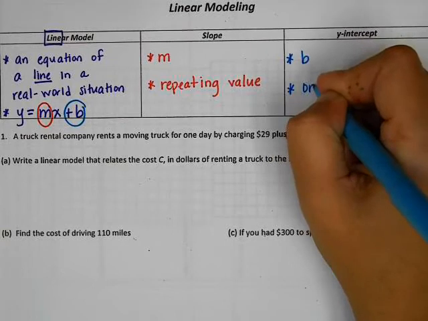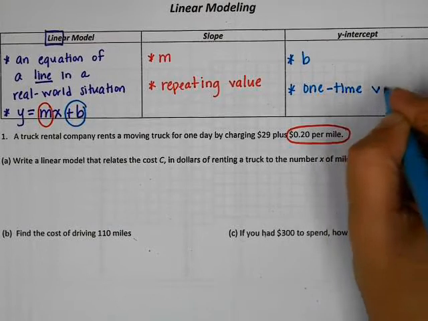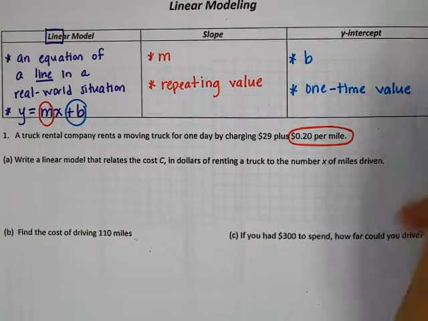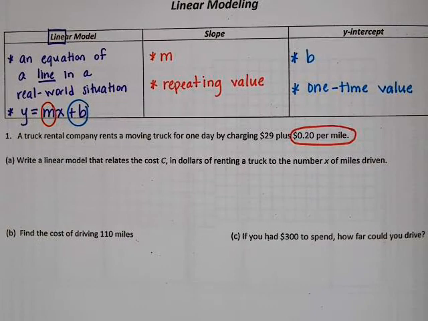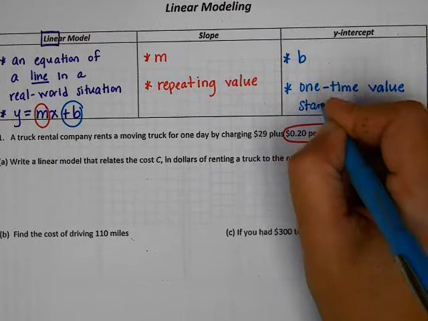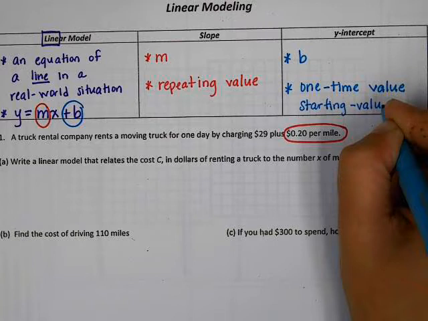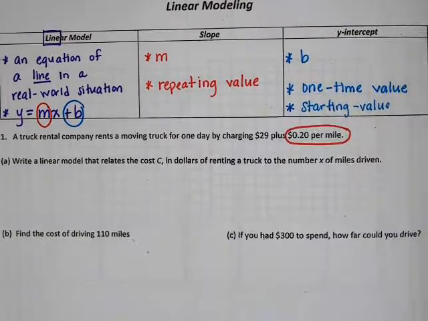And this is a one-time value. It's a charge that will only occur once, or an amount that you started with. So we should maybe say starting value sometimes. It could be either one of these.